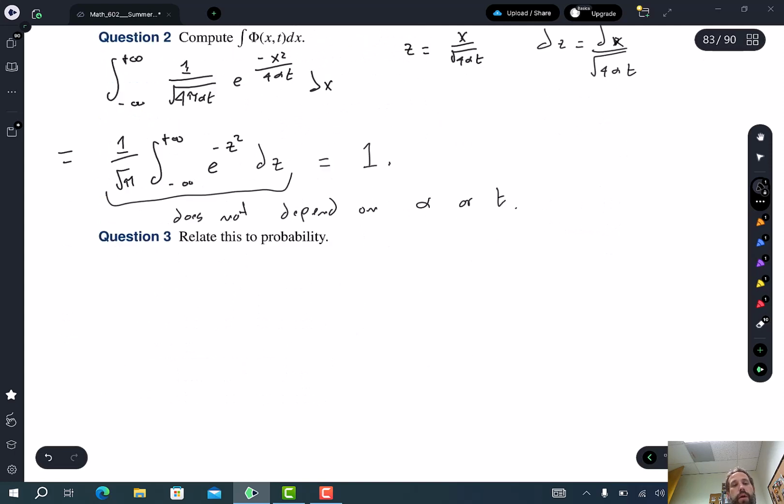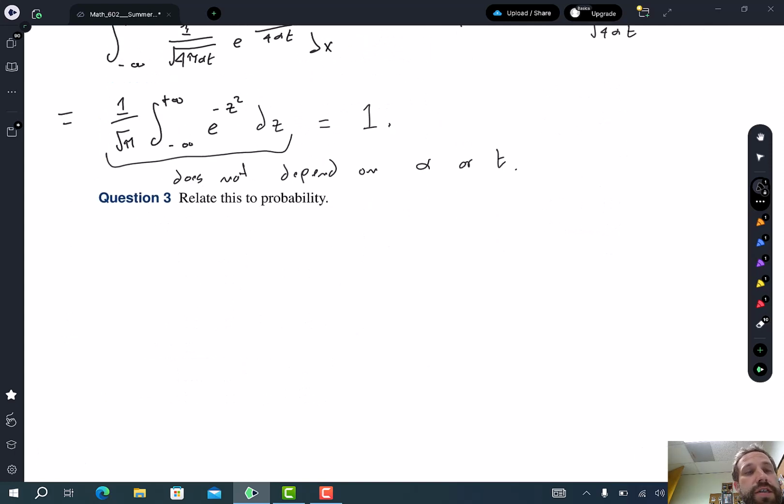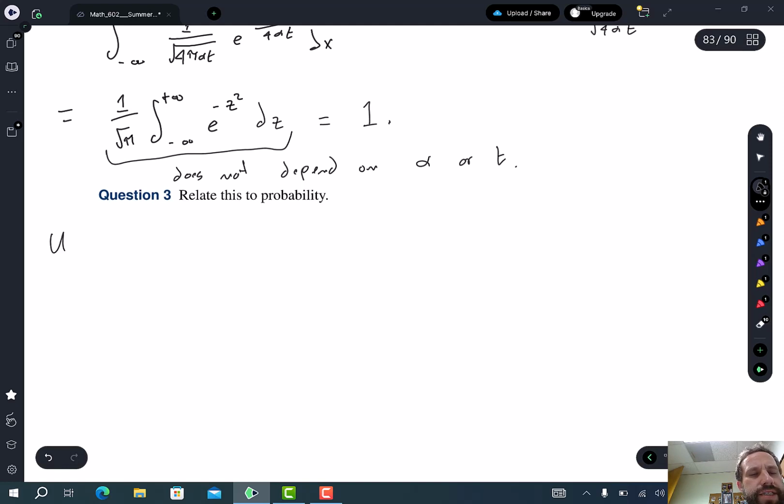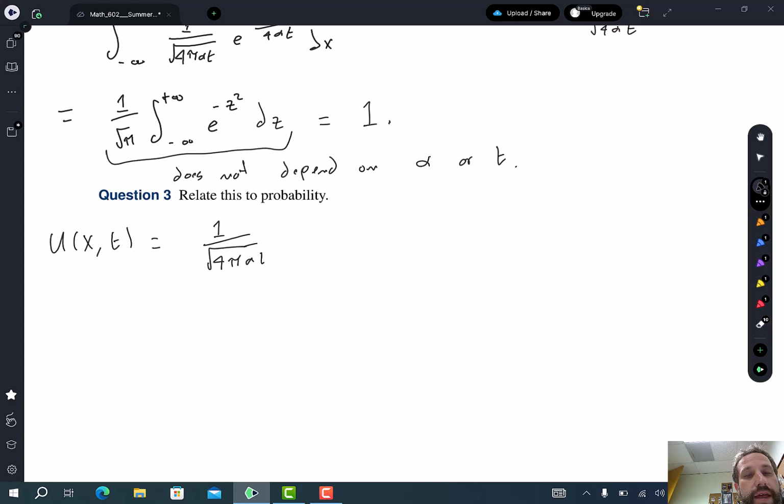It's also going to be helpful when we want to give this a probabilistic interpretation. So what this is saying is the solution is equal to 1 over the square root of 4 pi alpha t times the integral from minus infinity to positive infinity of g of y e to the minus (x minus y) squared over 4 alpha t dy. Now, phi of x minus y, t, the thing that we're integrating against, is a PDF for a normal distribution.